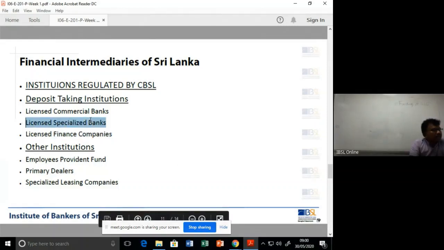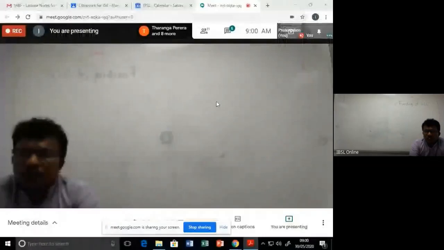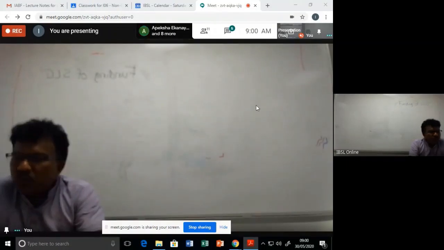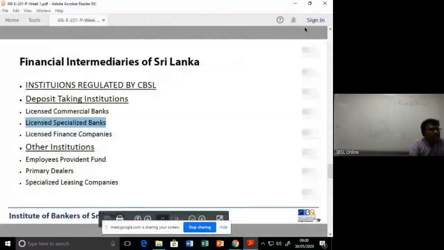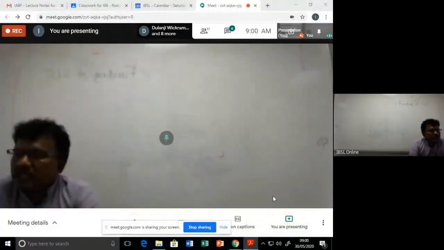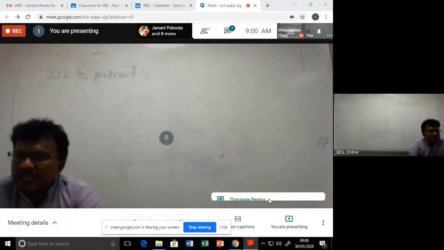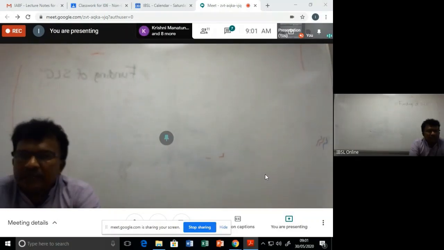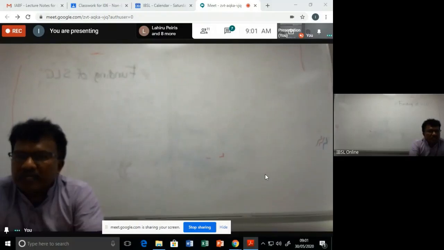Licensed specialized banks. Now, these institutions, licensed specialized banks, they are incorporated to meet with a specific requirement. Once again, try to write a name or two. They are the specialized banks. Licensed specialized banks. Yes, NSB. That is directly targeting RDB. NSB is directly targeting deposit mobilizing. HDFC directly looking at housing requirement. So these are specialized institutions.